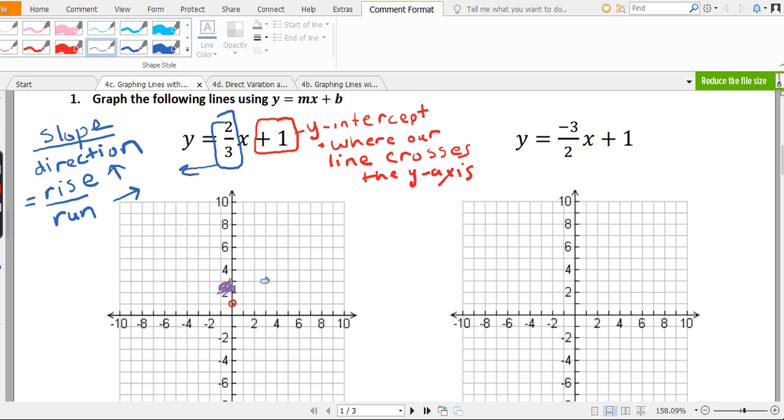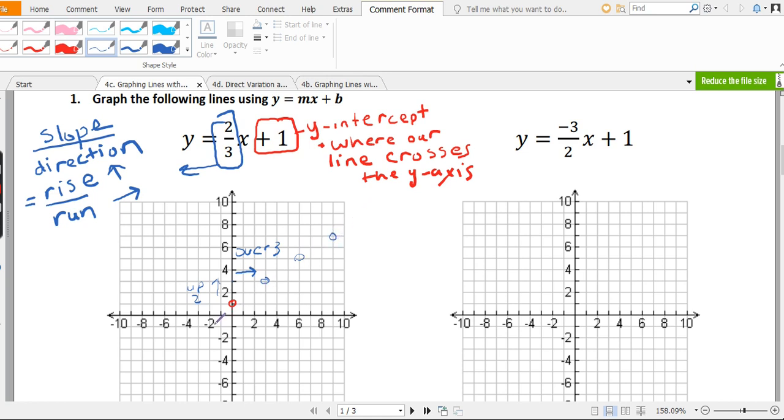So up 2, and then over 3. Okay, so I'm going to do that again. I got 2 points so far. So from here, I'm going to go up 2, 1, 2, and then over 1, 2, 3. Here's another point. Up 2, 1, 2, over 3, 1, 2, 3.